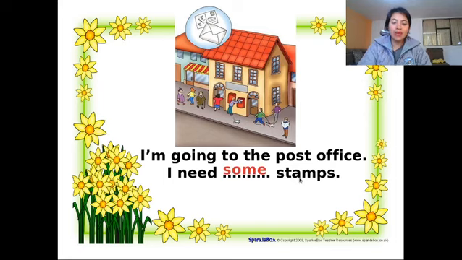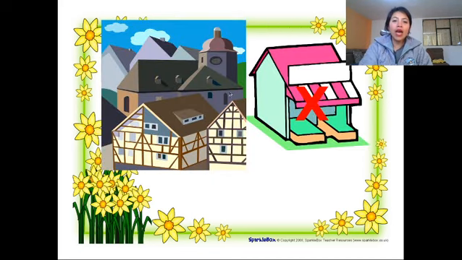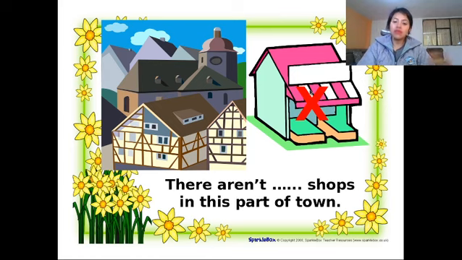Very good, some, because it's positive, right? It's a positive statement. Here we have your neighborhood or your town. Aquí tienen su barrio, su ciudad, right? And this is a store. As you can notice, it has a cross. Tiene una cruz. Eso significa que no hay, right? This is a negative statement, right? There aren't shops in this part of the town.